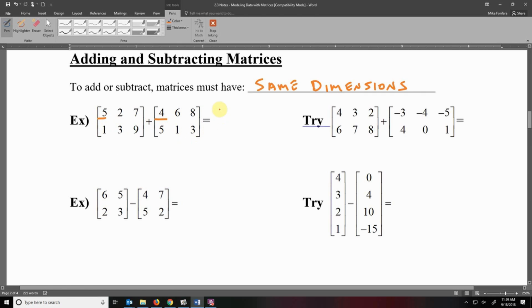5 and 4 makes 9. 2 and 6 is 8. 7 and 8 is 15. So there's my top row of elements. My bottom row, 1 and 5 is 6. 3 and 1 is 4. And then 9 and 3 is 12. And that is my resulting matrix.